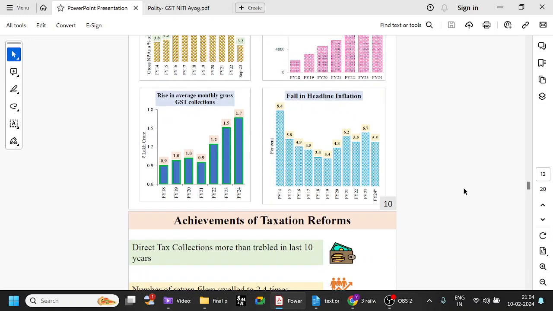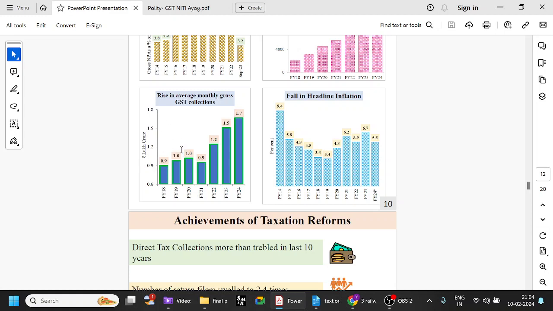GST collections, when initially introduced, it was around 0.5 lakh crore. Slowly it has increased to 1 lakh crore, and during the COVID period, etc., it had been hovering at 1 lakh crore, and today it has reached 1.7. Okay, 1.5 to 1.7. Recently it was 1.6. So try to remember that there has been an increasing trend.